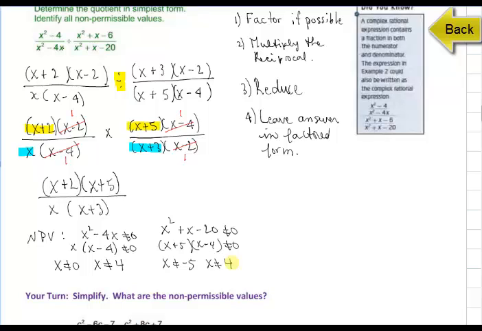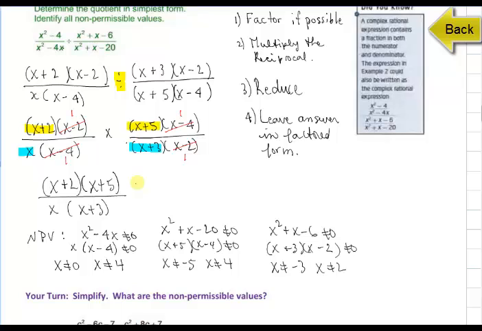Now we also have to include the denominator right here, which used to be the numerator, but because we had to multiply by the reciprocal, the numerator here now becomes the denominator here. So we have to do that one too. We have to figure out what our non-permissible values are for x squared plus x minus 6. Then we will factor again. This should be plus and minus. So x can't be negative 3 and x can't be 2.